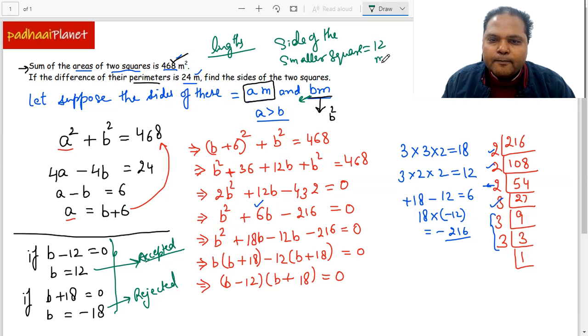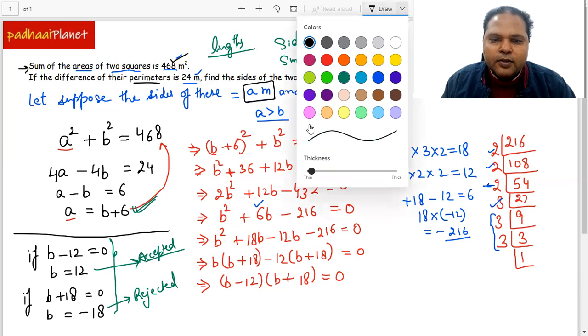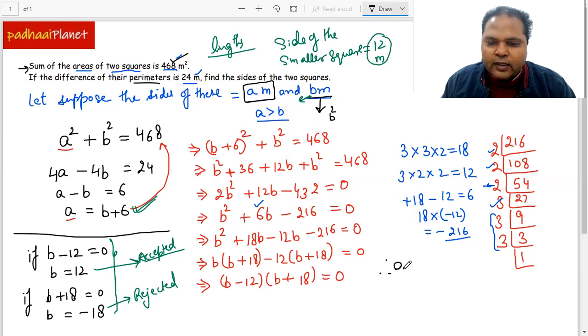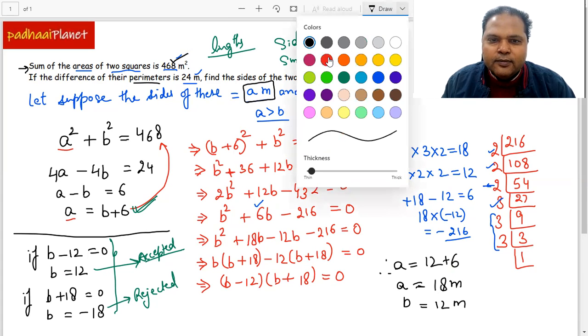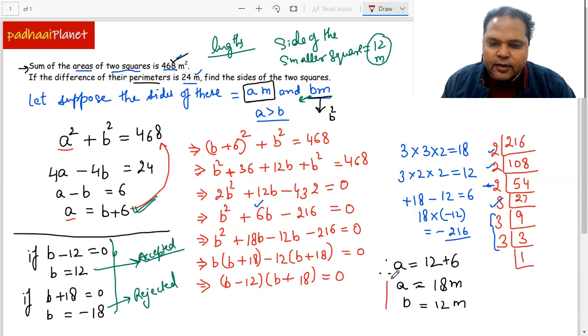12 meters. Now we put this value into this relationship, and we can also get the value of the side of the bigger square. It's going to be very simple. Therefore, we can say that a is equal to b plus 6. So we are saying 12 plus 6, and that is 18 meters, and obviously b is 12 meters. Now that's your complete and final answer, right?